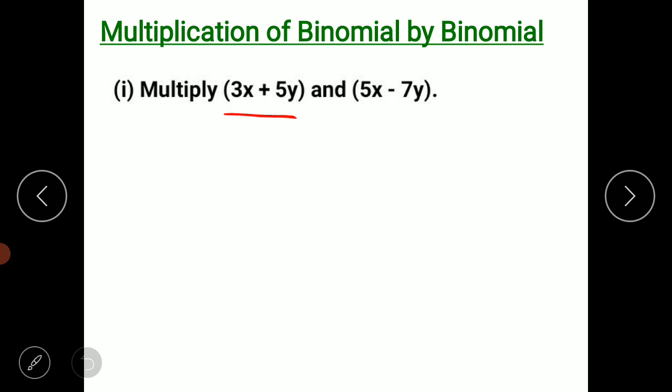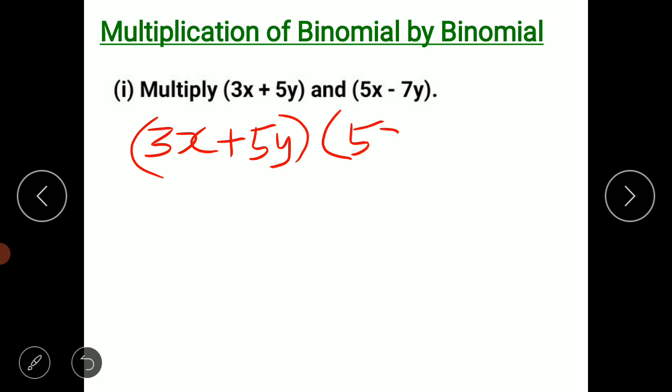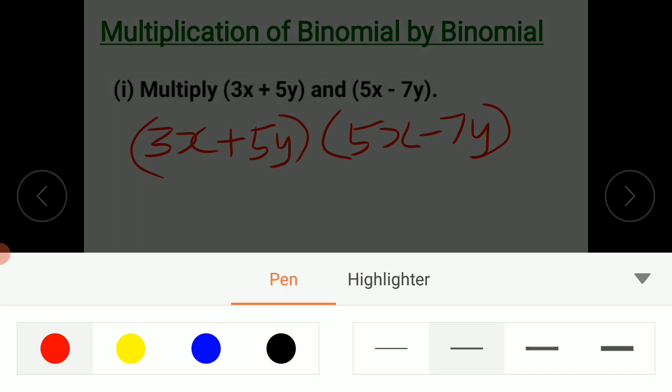This expression has two terms, so it is a binomial. Another expression also has two terms, so it is a binomial. That is why we are multiplying a binomial by a binomial. Let's see how to multiply 3x plus 5y into 5x minus 7y. In these two questions, in the first question I'll write with steps, and in the second one we'll do it shortly. So for the first question, let me write with steps.